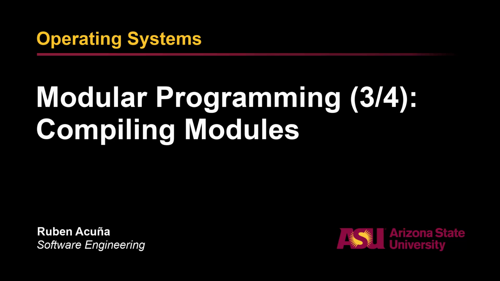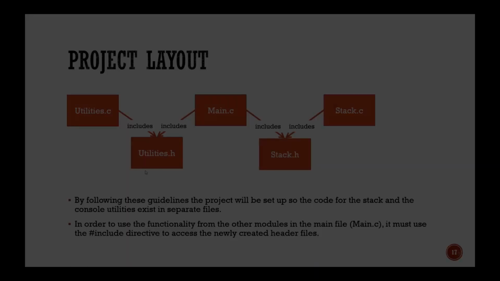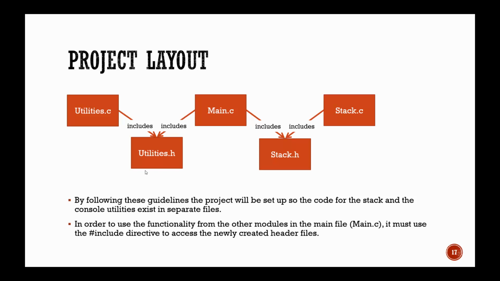Hey folks, in this video I want to go over the actual project structure that we get from creating modules. So we talked about creating a .c file and a .h file, by taking stuff out of a base file and then making our own. So what does this look like at a high level? It means that we have separate files.